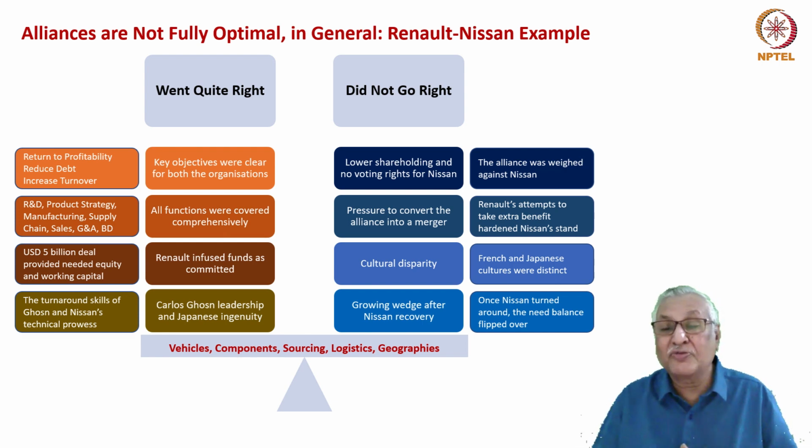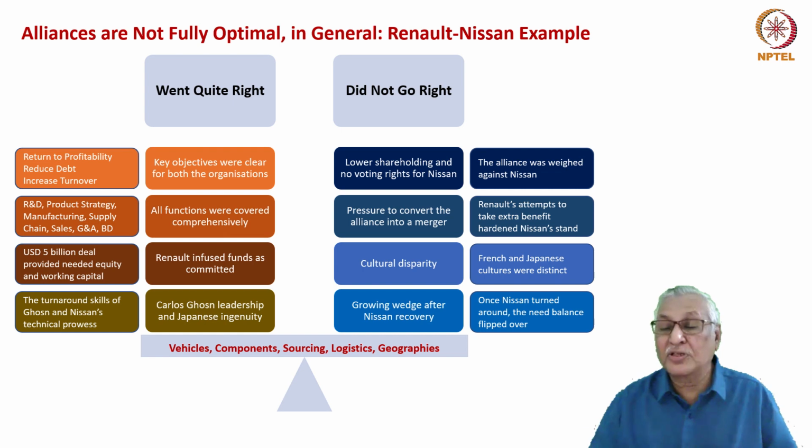Renault side as well as from the French government side to convert the alliance into a merger. And Renault's attempts to take extra benefit hardened Nissan's stand. And that hardening became very visible once Nissan reached a level of self assurance and self financial capability. Then there was, of course, the cultural disparity. French and Japanese cultures were quite distinct. And the growing wedge after Nissan's recovery was something which ensured that the objectives could not be met as originally thought by the French government.